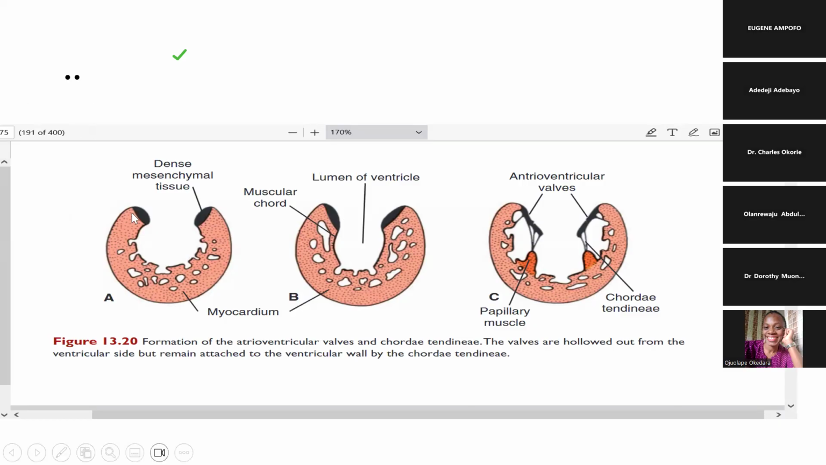This is showing the formation of atrioventricular valves and chordae tendineae. You can see the perforations that have occurred in the myocardium, and it is from this that the papillary muscles, chordae tendineae, and the atrioventricular valves appear. So the valves are hollowed out from the ventricular side, but remain attached to the ventricular wall by the chordae tendineae.